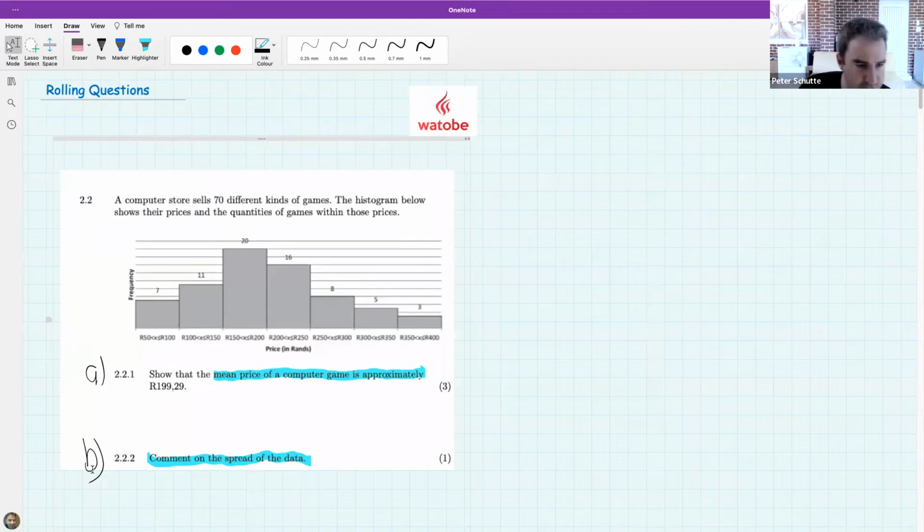And this graph to me looks like a histogram. So you're given a histogram, off we go.